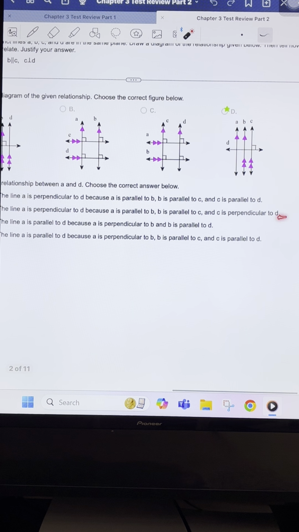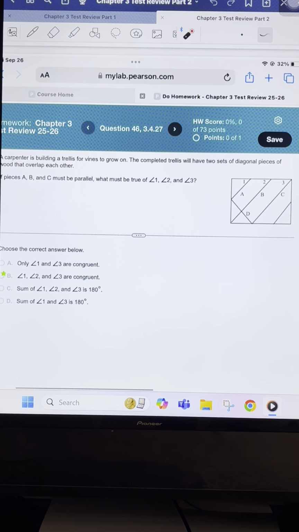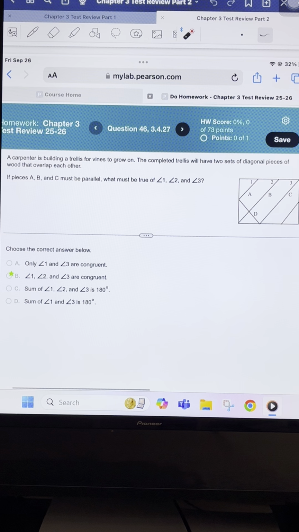The line A is perpendicular to D because A is parallel to B, B is parallel to C, and C is perpendicular to D. So it's pretty much everything I just said. Okay? Next one.